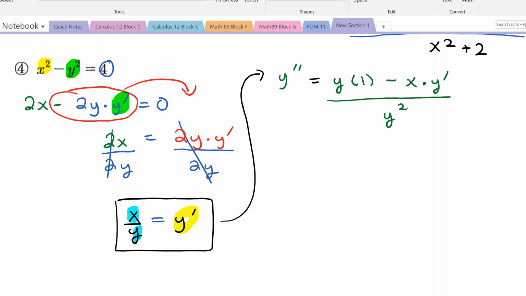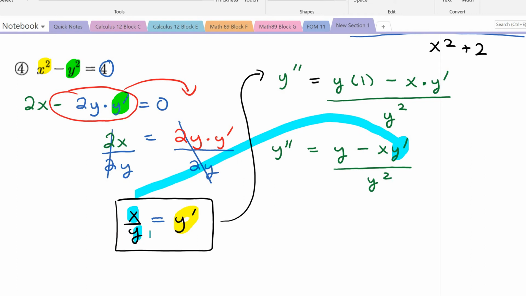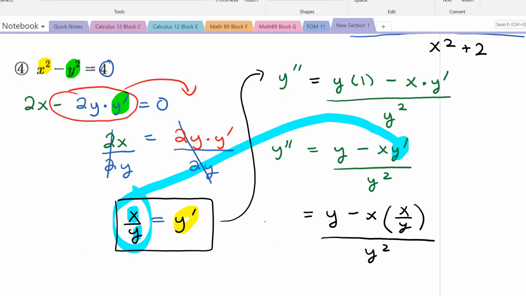Okay, so if I keep on simplifying here, this would be y minus x y prime over y squared. So this is y double prime. And the only thing that you could really do now is, here's y prime. You have to ask yourself, what does y prime equal? Well, y prime equals this guy right there. So if I keep on going here, this will be y minus x, open bracket, x over y, all divided by y squared. So this is your second derivative.